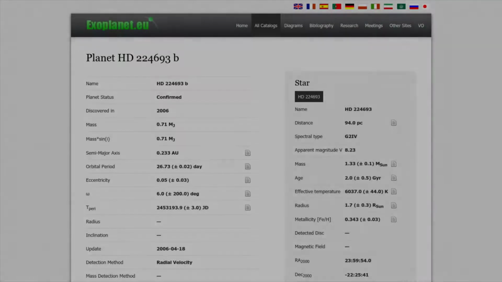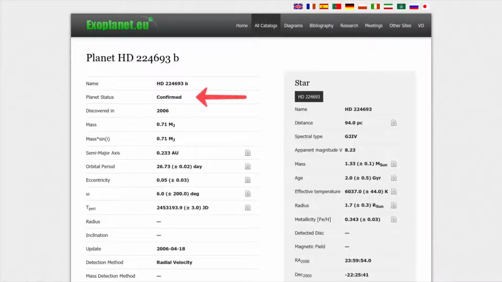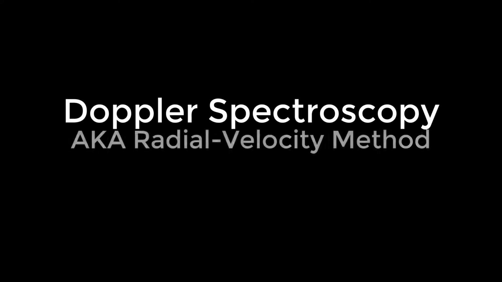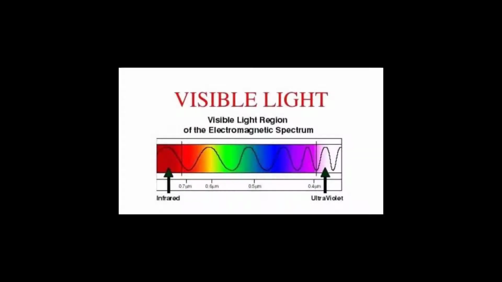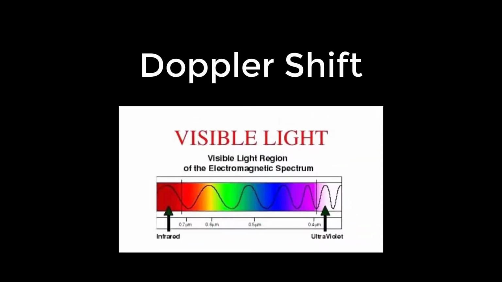HD 224693b is a confirmed planet discovered in 2006 via Doppler spectroscopy. Doppler spectroscopy is also commonly known as the radial velocity method or the wobble method. This method of discovery fundamentally relies on observations of the host star's color. Doppler shift is the apparent change in frequency of a wave due to motion between either the observer, the object being observed, or perhaps both.